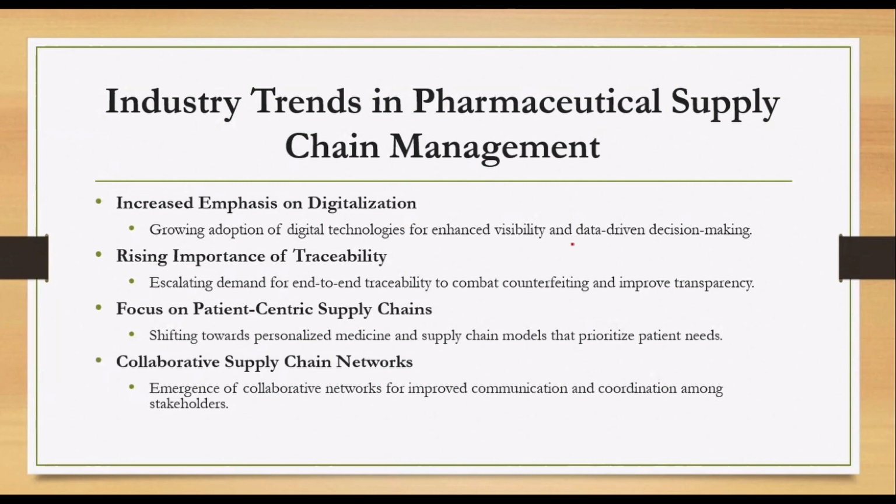And data visibility, and also data-driven decision making happens. And traceability, of course, is also important. When the demand is increasing, how do you look at end-to-end traceability? From where the shipment of the product is, how do you track and trace? And how do you combat counterfeiting and improve transparency? This is also one of the important aspects. And patient-centric supply chains.